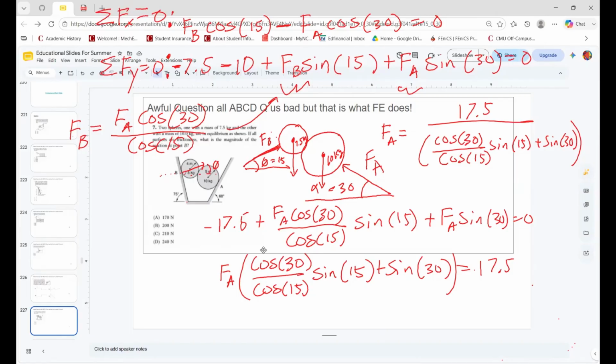But here's the thing. I think I made a mistake somewhere. Oh, right. Yeah, that seems too small. This is supposed to be multiplied by G. My mistake here. Multiplied by G. I knew something was off. Multiplied by 9.8. Yeah. So this is for FA.